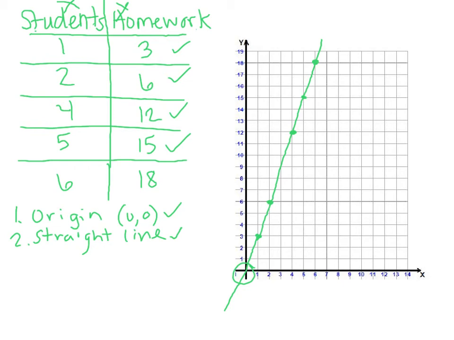Now, if our line was crooked or if we had a point off to the side here, that would be not proportional. Or if it was a line that didn't go through that 0, 0, even if it was straight, that is not proportional. For our final answer for this one, we do ask that you do an explanation.